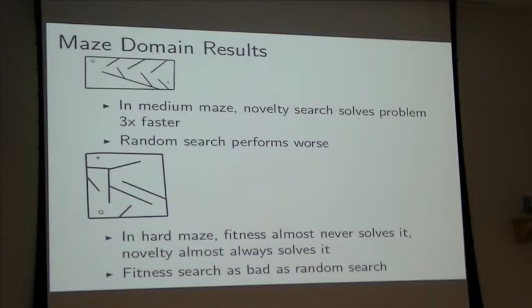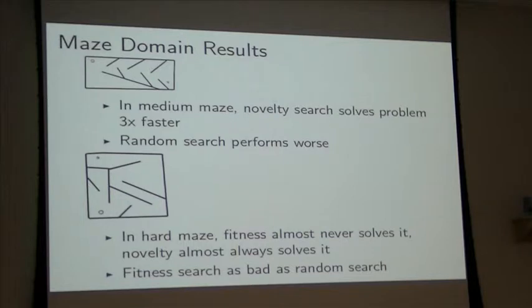And the bottom maze is this hard maze, which is more perversely designed to have a much worse local optimum, because there's a cul-de-sac that leads right up to the goal. And as you might expect, fitness almost never solves it, whereas novelty almost always solves it. And fitness search is as bad as random search. So if you crank up the deception enough, then fitness-based search becomes almost as bad as random search.